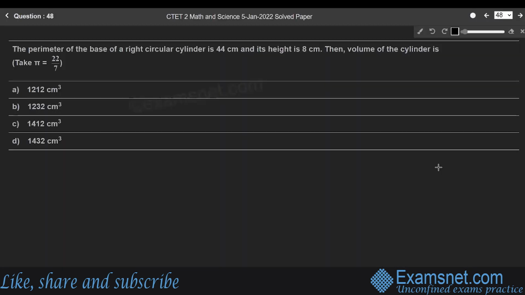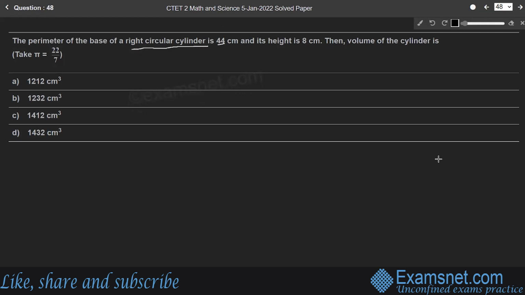Question 48. The perimeter of the base of a right circular cylinder is 44 centimeter and its height is 8 centimeter. Then volume of the cylinder, taking pi as 22/7 is, so let us consider right circular cylinder. Right. And whose perimeter of the base, that means perimeter of the circular base is 44 centimeter and the height is 8 centimeter.